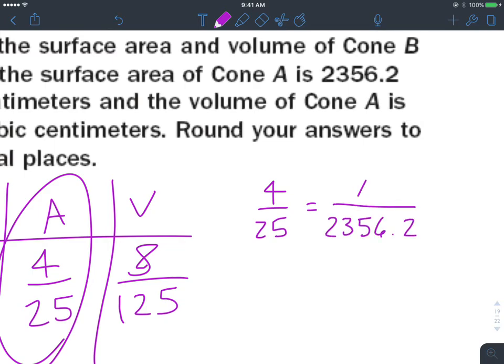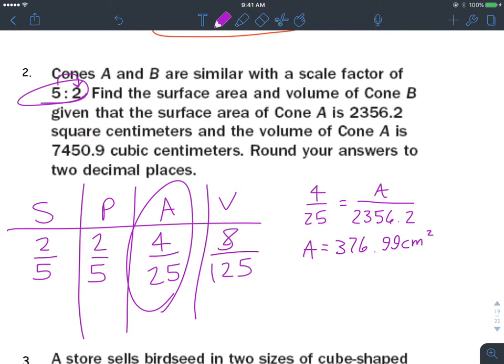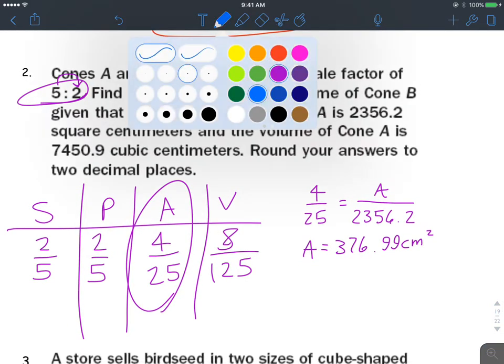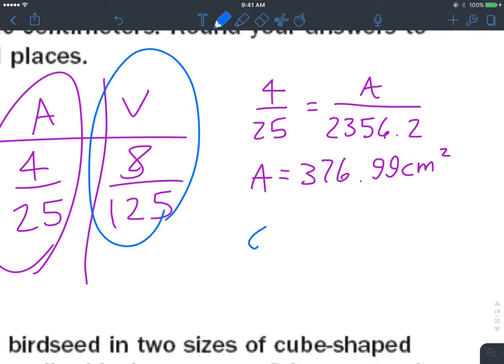2,356.2, and then we'll put area up there in the numerator. Whenever you multiply it out, you're going to get about 376.99 centimeters squared. Then we'll do the same thing for volume. Volume, you use a different ratio, so just be careful with that.